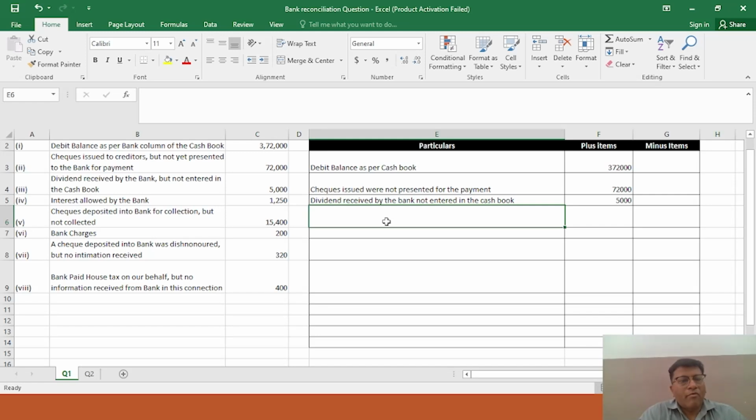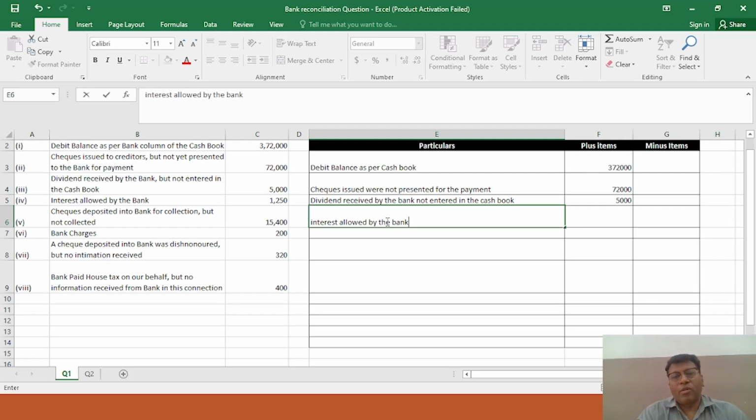And the next item, that is the fourth item, is interest allowed by bank. Again, the income. It means the bank balance is increased by this transaction, so you have to write interest allowed by the bank. So again, this is the same case, that you are receiving the income through the bank and the bank is crediting your account, but as you were not informed or you are not aware, the particular income you have in your bank account.